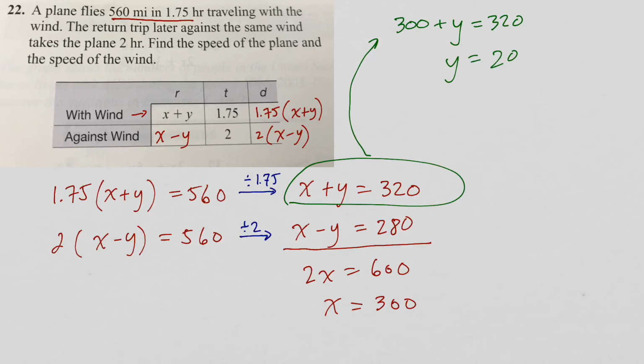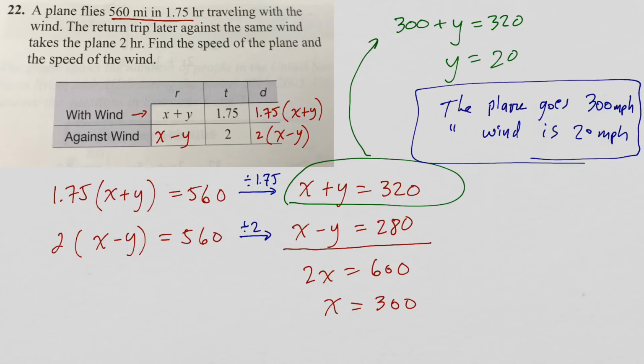So we can say the plane goes 300 miles per hour. The wind is 20 miles per hour. Page 319, numbers 20 through 22.